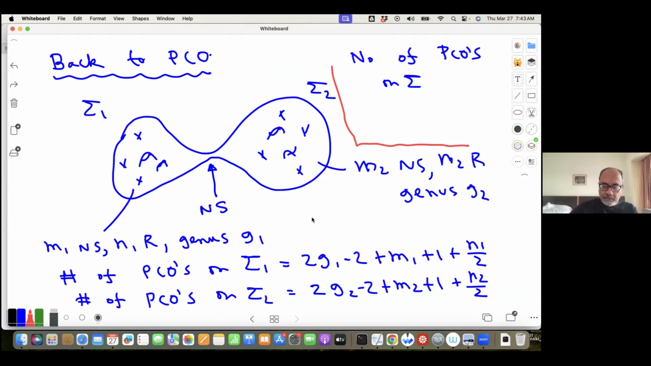So this will be given by a similar formula, except that the genus is G1 plus G2. On sigma, the number of NS punctures is M1 plus M2. So 2G1 plus G2 minus 2 plus M1 plus M2, and then the number of Ramond punctures is N1 plus N2 by 2. Is this clear?